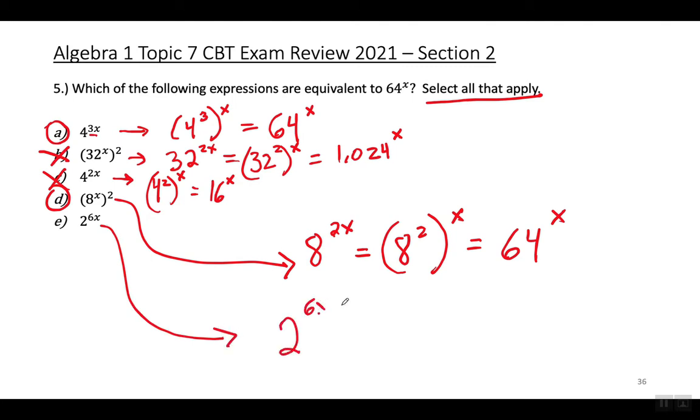Okay, and the last one, E, 2 to the 6x, I could rewrite it like this. That allows me to do 2 to the 6 power, which is, guess what, 64, and I got the x out there.